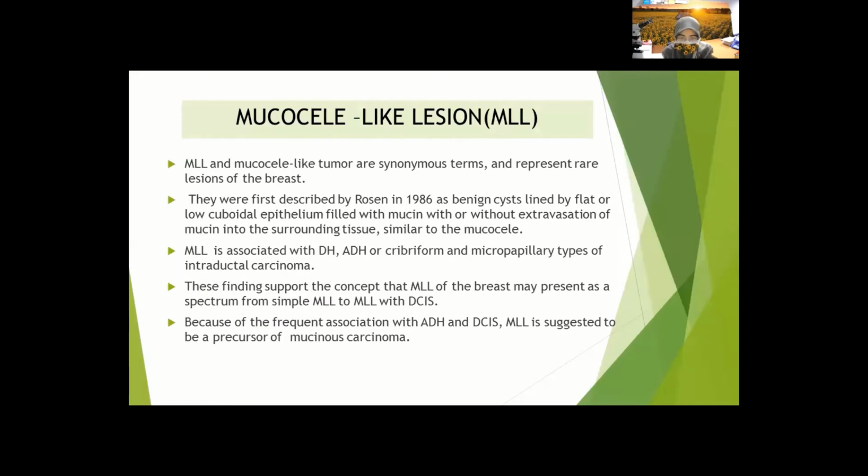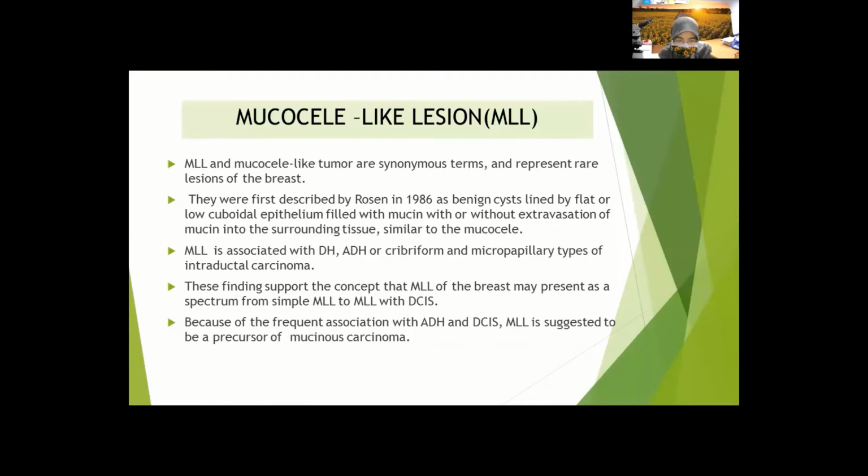So we go a bit to talk about mucocele-like lesions. These mucocele-like tumors are a synonymous term, and they are actually a rare lesion of the breast. They were first described by Rosen in 1986 as a benign cyst lined by flat or low cuboidal epithelium filled with mucin, with or without extravasation of the mucin into the surrounding tissue. So the lesion is almost similar to a mucocele.